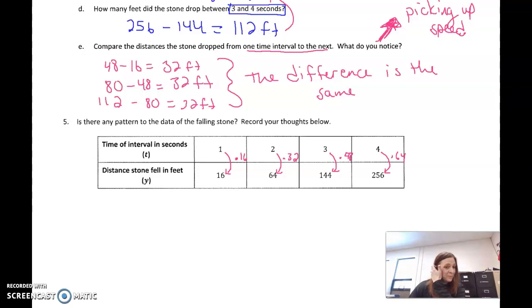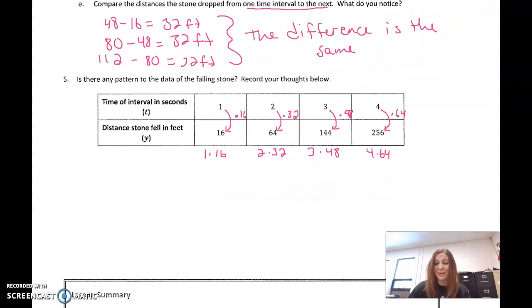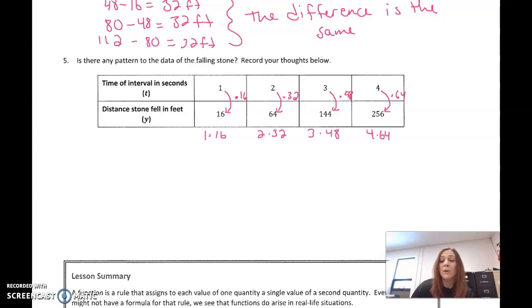Just stick with me here. So for this one right here, we did 1 times 16. This one was 2 times 32. This one is 3 times 48. And this one is 4 times 64. Again, just stick with me. I want to show you something that's going to come into play later. We know it's not linear, but it's still going to be a function. This time, though, we're not going to have a variable that's to the first power.